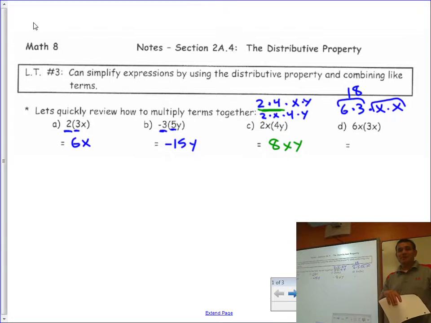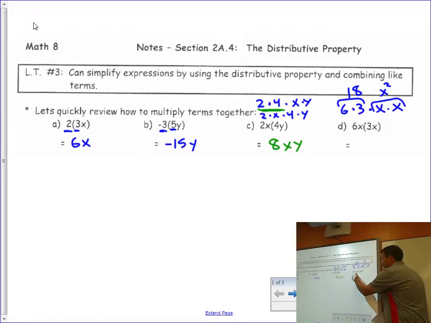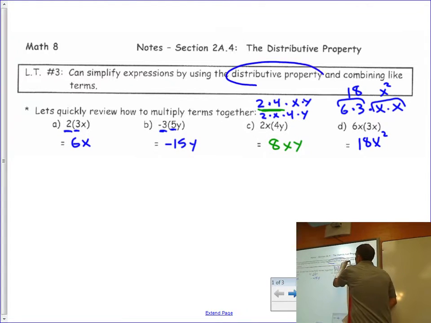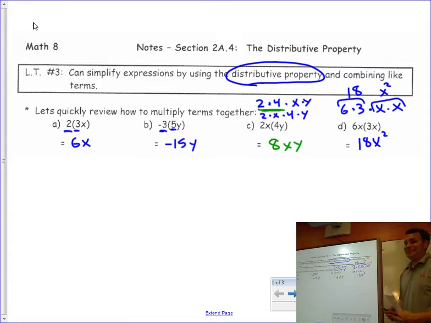Well, you might remember from chapter 1, when you multiply something times itself, you know what you're doing to it? You're squaring it. X times x is x to the second power. So when I multiply 6x times 3x, I'm actually getting the 6 times 3 is 18. The x times x is x to the second power. My answer is 18x squared. All right, good. We all remember how to multiply terms together. Because if you can multiply individual terms together, then the distributive property becomes easy.